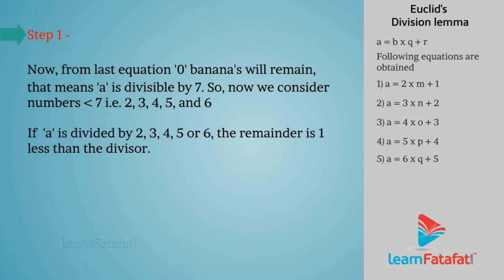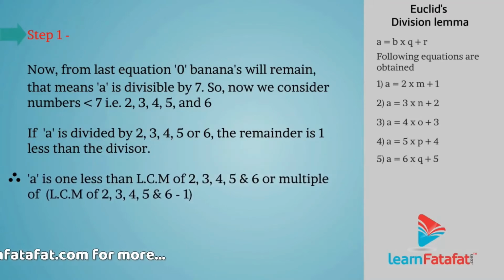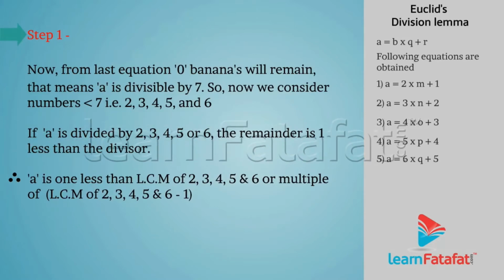If A is divided by 2, 3, 4, 5 or 6, the remainder is 1 less than the divisor. Therefore, A is 1 less than the LCM of 2, 3, 4, 5 and 6, or a multiple of the LCM of 2, 3, 4, 5 and 6 minus 1.